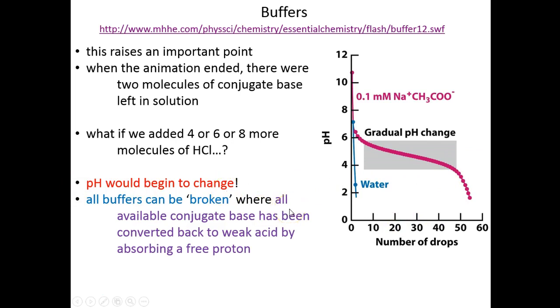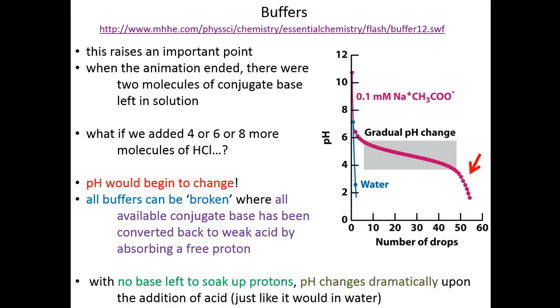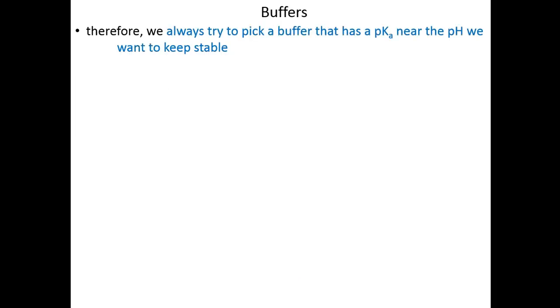That occurs when all available conjugate base present in the buffer has been converted back to weak acid because of its absorbing of a free proton. There's no more available conjugate base in the solution to absorb further protons, and so the protons that you add contribute to a change in pH. Again, since there's no base left to soak up those protons, any more protons you add after causes the pH to change dramatically, causes the pH to go down just as it would in water.